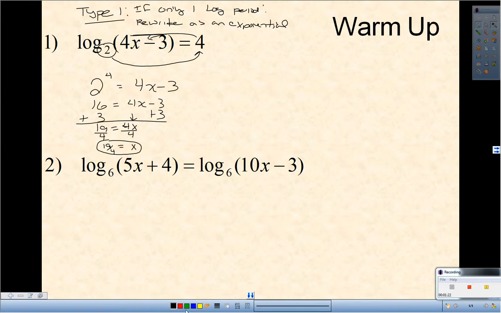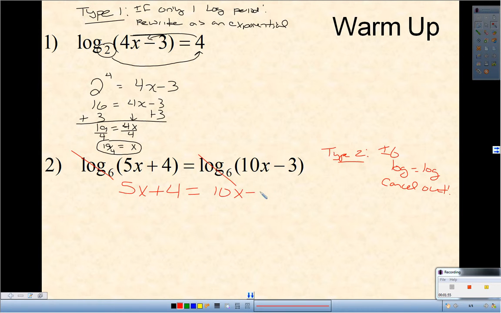Okay, let's look at the second one. For the second one, we're going to call this one type 2. This is if there's one singular log on the left-hand side and one singular log on the right-hand side, they cancel each other out. So, for example, this is log base 6 on the left-hand side, log base 6 on the right-hand side. They cancel each other out, so that leaves me 5x plus 4 equals 10x minus 3.